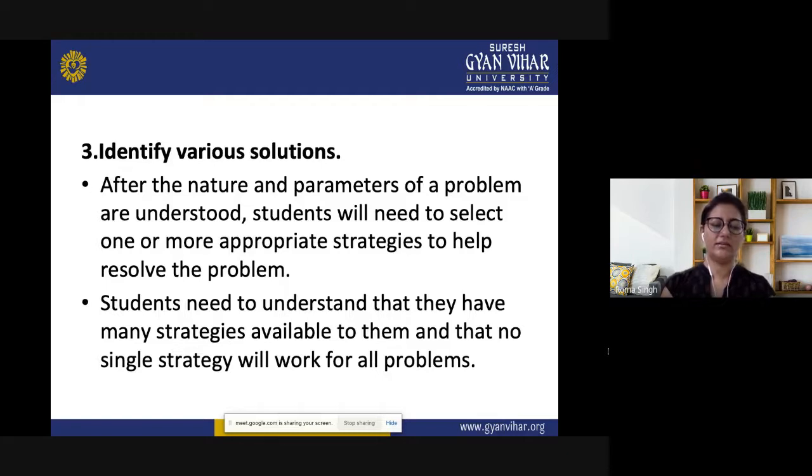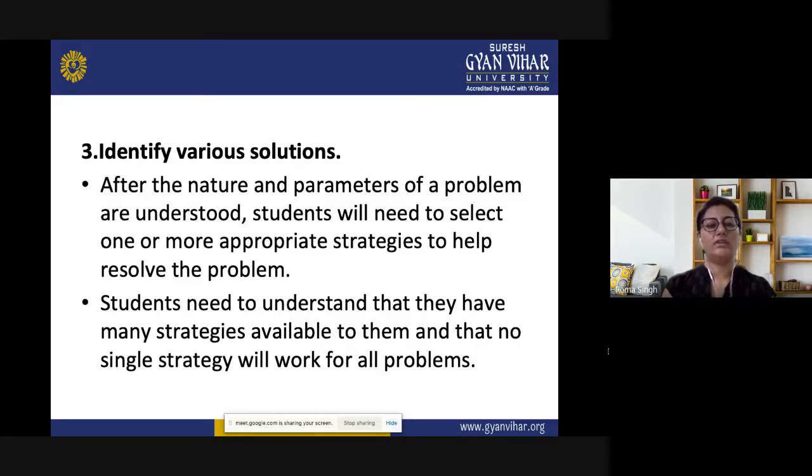Then the next step in the problem solving method is to identify various solutions. Now they have understood the nature, they have found out the barriers, and they are trying to remove those barriers. After that, they have to find the various solutions, because for one problem there may be various solutions. There is not a single solution every time.